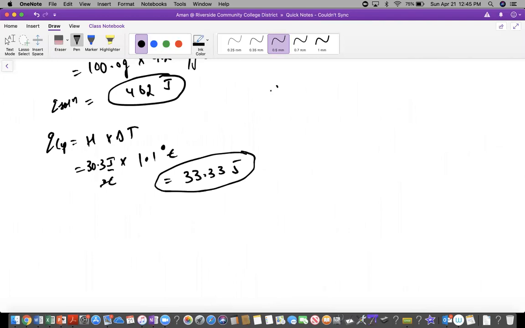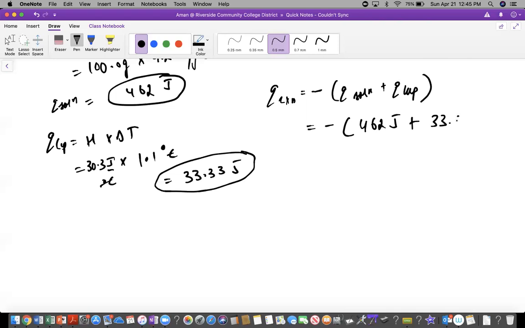So what is your Q reaction going to be, guys? Q reaction is negative Q solution plus Q cup. Q solution is 462 joules, Q cup is 33.33 joules. When you add that together, you get 495.33. So your answer is negative 495.33 joules. This is the Q reaction, the first answer.